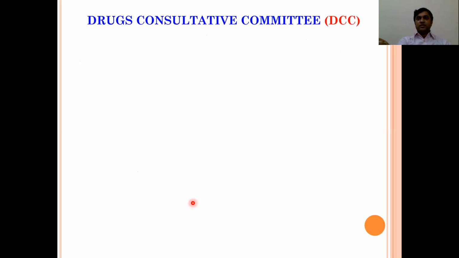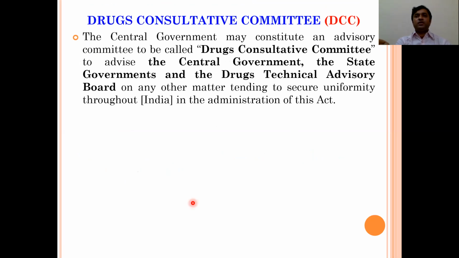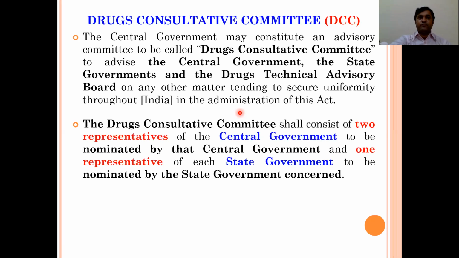Next one is the Drug Consultative Committee. The central government may constitute an advisory committee. It's called the Drug Consultative Committee. This Drug Consultative Committee will advise the central government, the state governments, and the Drug Technical Advisory Board on any matter tending to secure uniformity throughout India in the administration of this DMC Act.